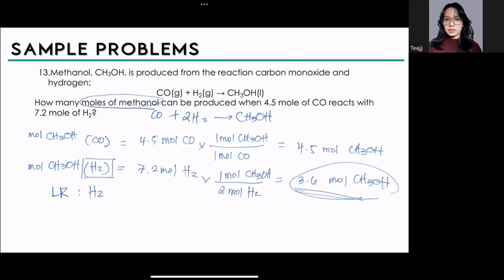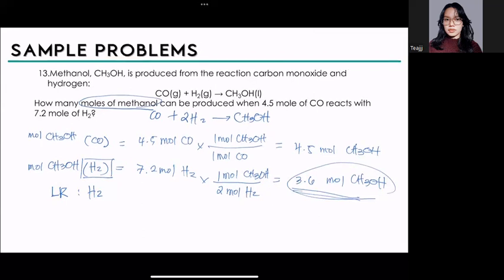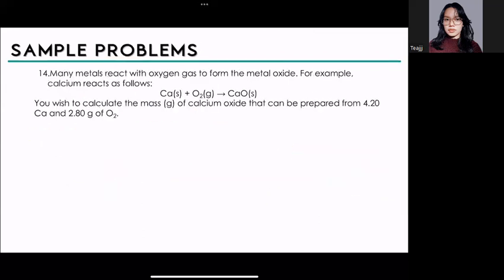Okay, so we're up with the last two problems. So for number 14, you have metals react with oxygen gas to produce metal oxide. For example, you have calcium. If react mo sa oxygen gas, you'll have calcium oxide. You wish to calculate in terms of mass in grams the calcium oxide that can be prepared from 4.20 grams of calcium and 2.80 grams of oxygen.